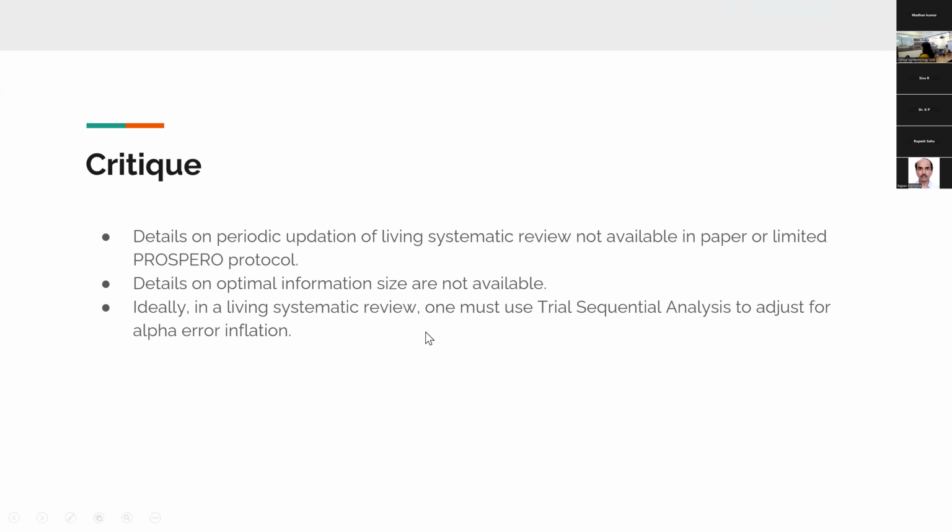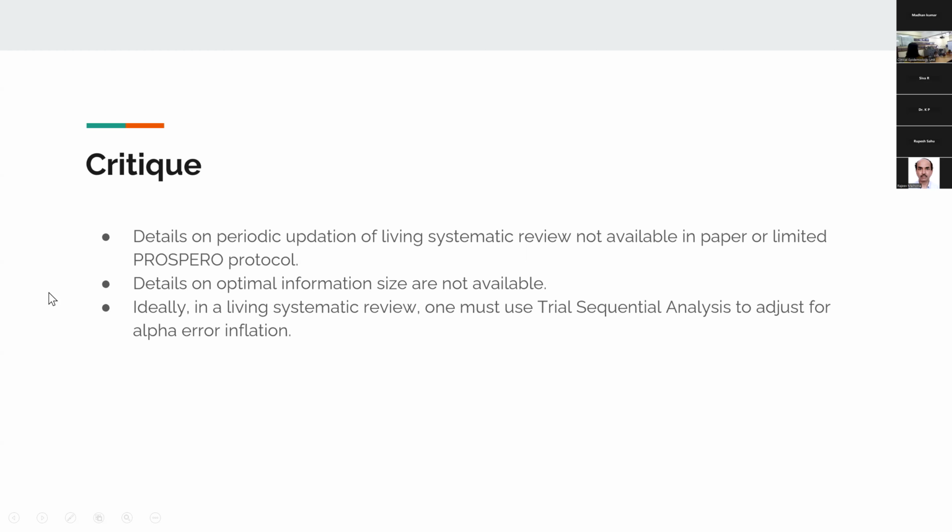Ideally, in a living systematic review, there is a methodology called trial sequential analysis that you have to use for alpha error inflation. Basically, what happens in a living systematic review is, if you keep adding trials, your alpha will get inflated. For example, if you are tossing a coin 10 times and 8 times you get heads, at that point if you think, oh, is there something wrong, it's too late into the process, right? So at every point you have to check your alpha in a living systematic review and you have to adjust.